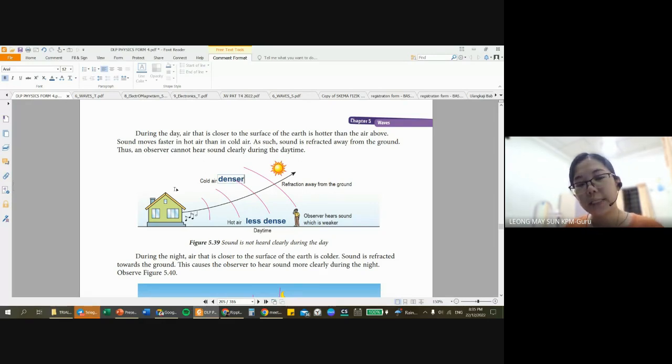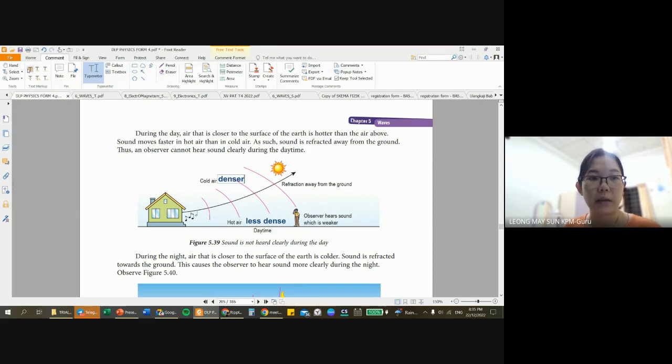So when the sound wave is coming from less dense to denser, you check back on the previous notes that I explained just now. When it's moving from less dense to denser, it will refract away from the normal line. All right, it will refract away from the normal line. So when it refracts away from the normal line, the observer hears a very weak sound. Okay, because the sound is moving away.